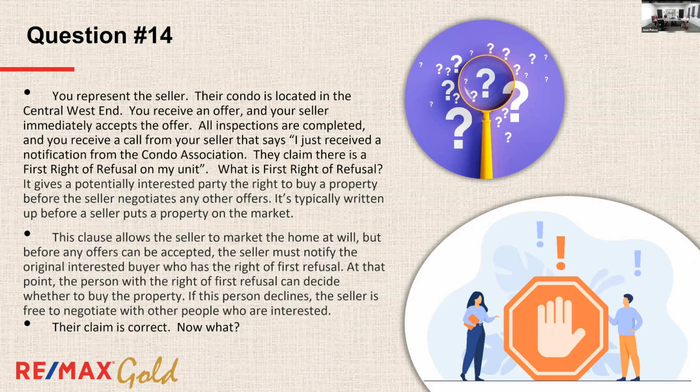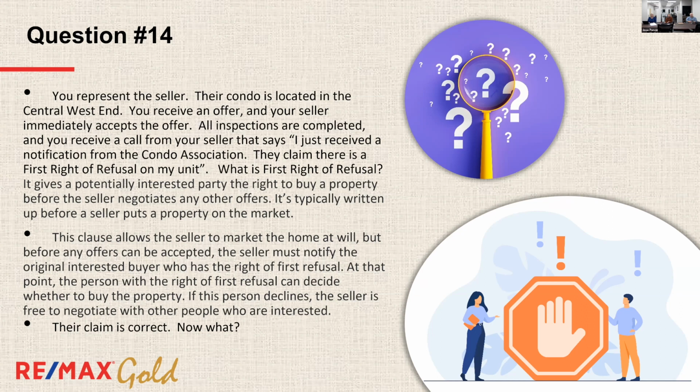Okay, I moved on to question 14. You represent the seller. Their condo is located in the Central West End. You receive an offer and your seller immediately accepts the offer. All the inspections are completed and you receive a call from the seller that says, I just received notification from the condo association. They claim there's a first right of refusal on my unit. What is a first right of refusal?